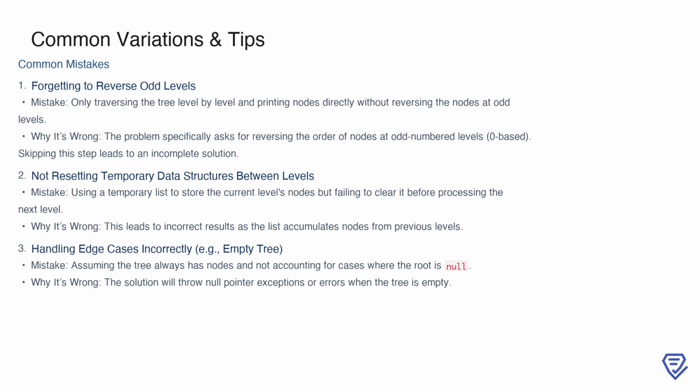For example, if you're using a list to store nodes at the current level but fail to clear it before processing the next level, the list will accumulate nodes from previous levels, leading to incorrect results. Finally, it's important to handle edge cases correctly, such as when the tree is empty. Assuming the tree always has nodes and not checking for a null root can lead to null pointer exceptions or errors. These mistakes are easy to overlook but can derail your solution, so addressing them is crucial.